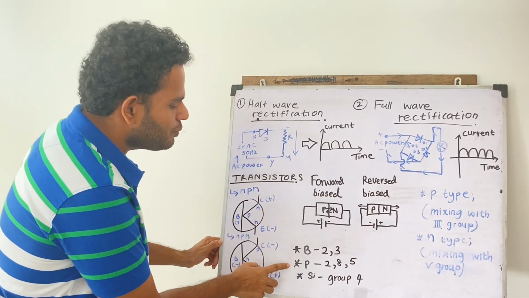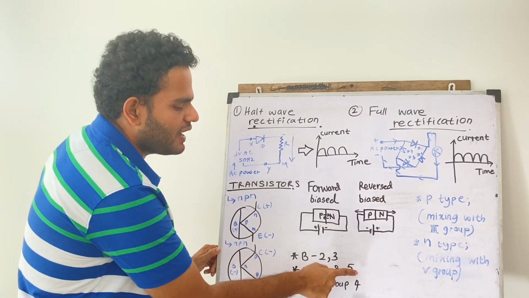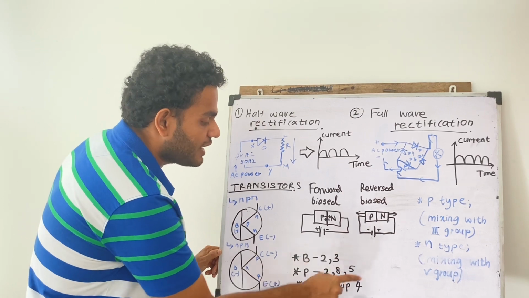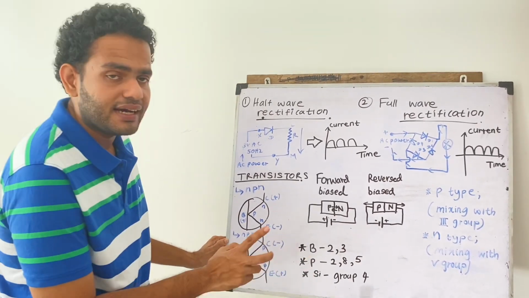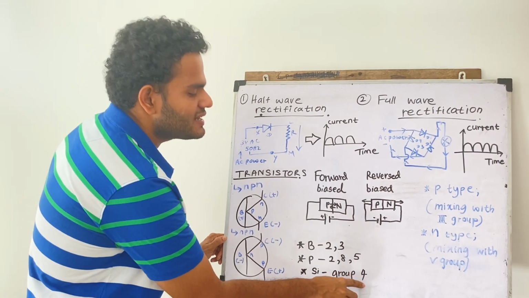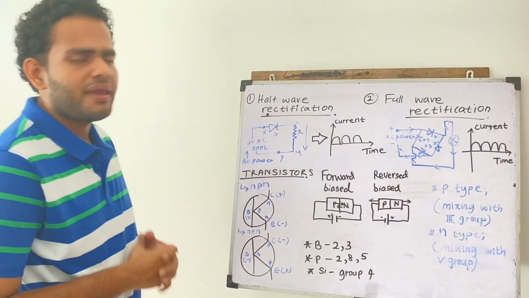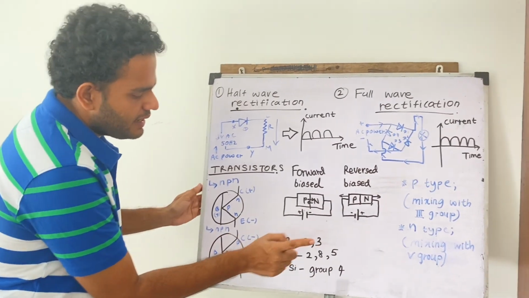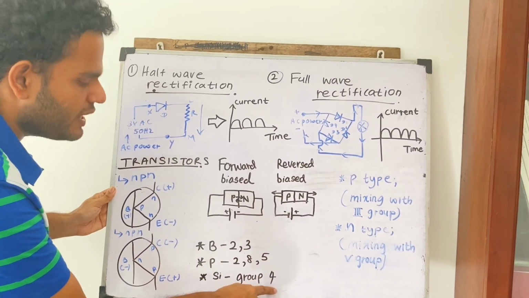A fifth group element is phosphorus. The electronic configuration of phosphorus is 2, 8, 5 and the electrons in the last energy level will be 5. And when it comes to silicon, the electrons in the last energy level will be 4. So when these two elements are mixed together, see, there are 5 electrons and 4 electrons here.